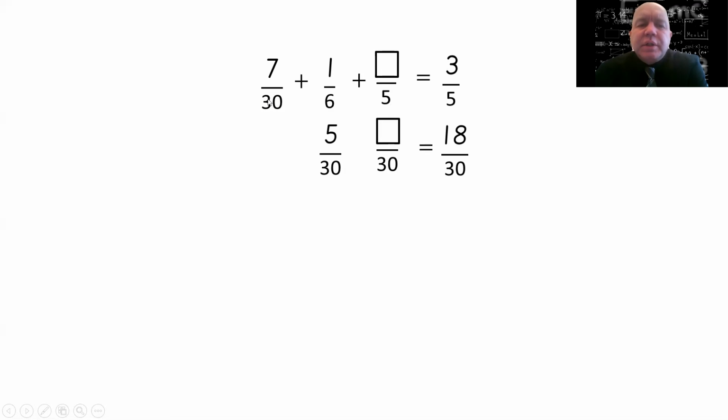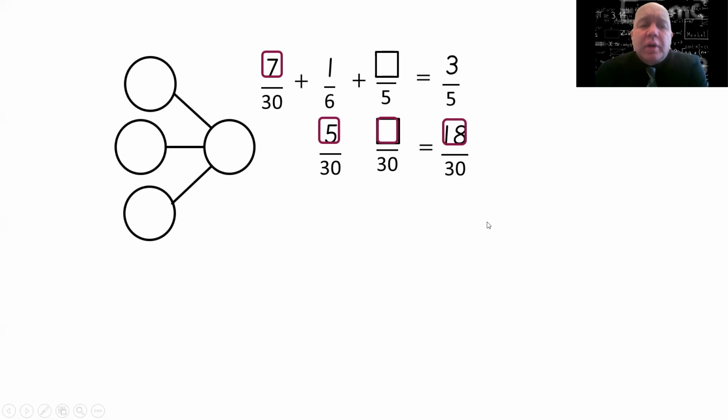Okay, so we've now got, for our calculation, we can sort of ignore the 30s because they're all exactly the same. So we just focus on the numerators. We've got 7 plus 5 plus something equals 18. Let's have a look. There's our 18, 7 and 5 and something gets 18. So 7 and 5 is 12. What's our missing number? It's 6.